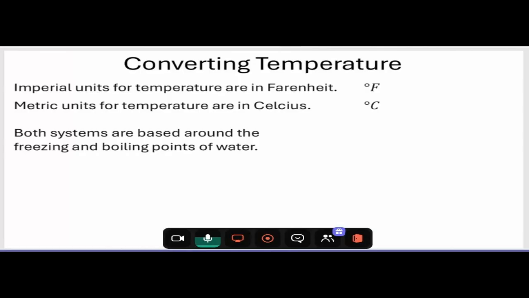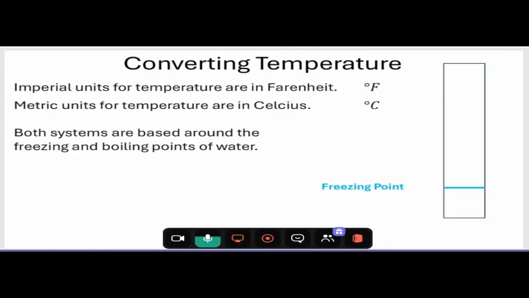So, both systems are based around the freezing and boiling points of water. I have a very, very rudimentary thermometer there on the side, that big rectangle. Imagine that's some kind of container, and that you have, usually it's mercury, although there are other liquids you can put into a thermometer that will do the same job. And the hotter it gets, the more the mercury expands and fills up the container. The colder it gets, the mercury contracts and goes down towards the bottom. That is the basic idea behind how thermometers work.